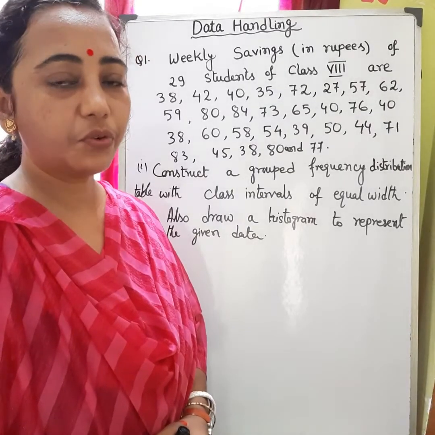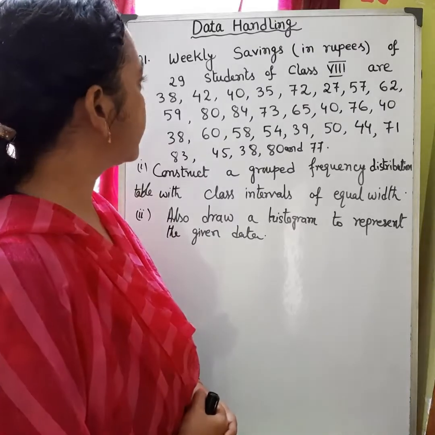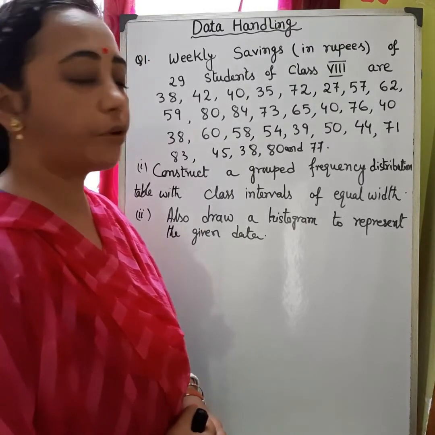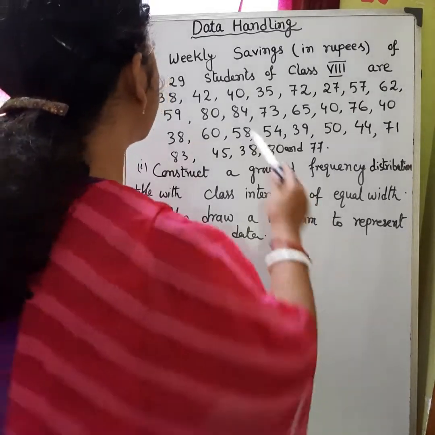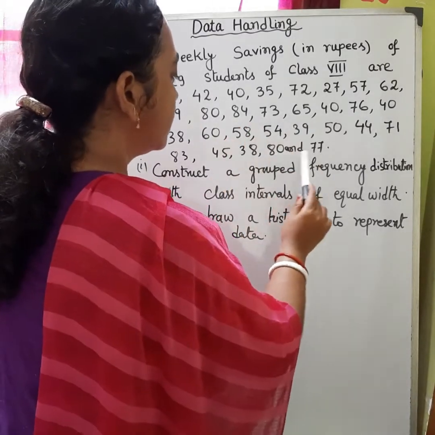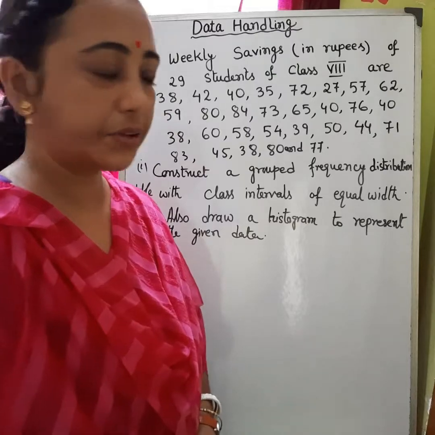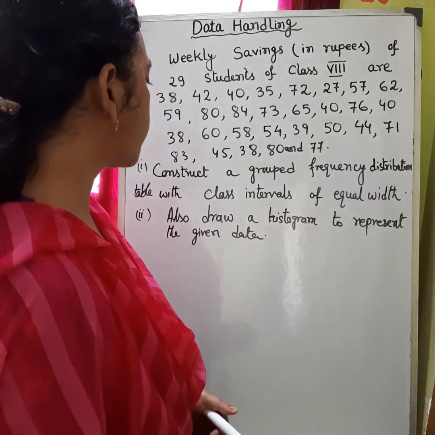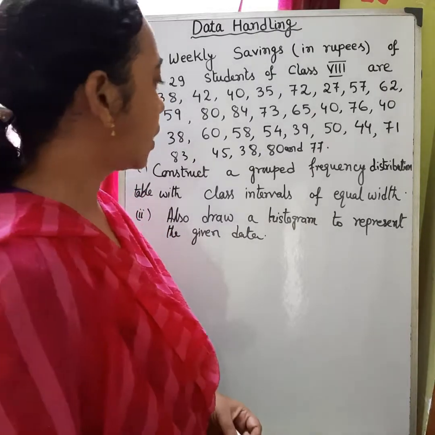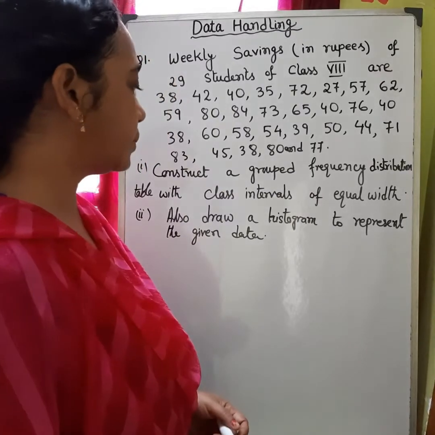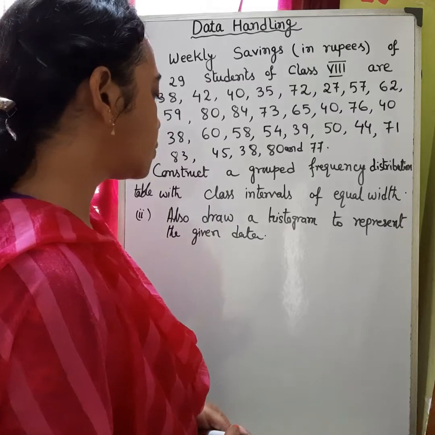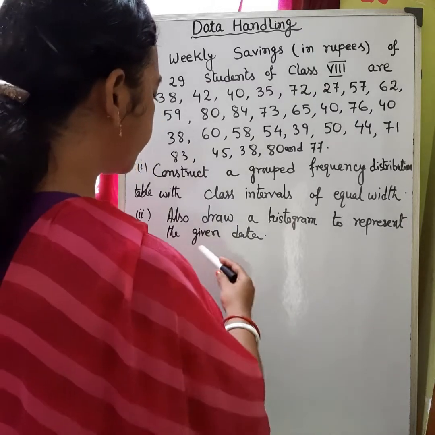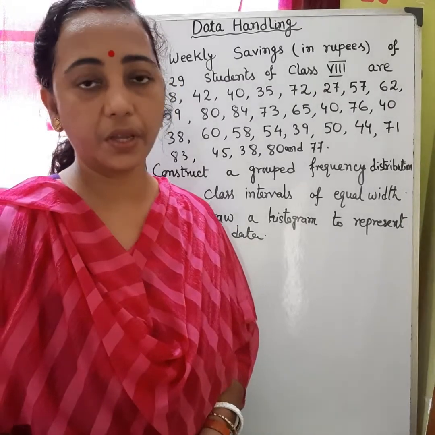Now let us do one example. The weekly savings in rupees of 29 students of class 8 are given here, that is 38, 42, and in this way the last number shown is 77. So now in this question we have to construct a grouped frequency distribution table with class intervals of equal width. Also draw a histogram to represent the given data.